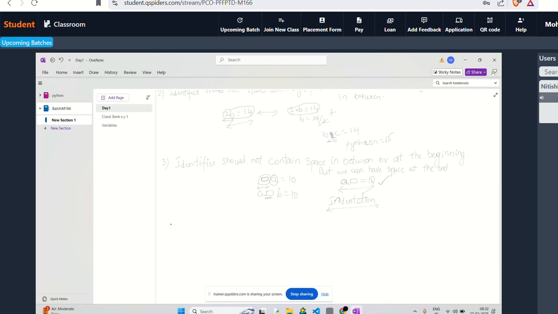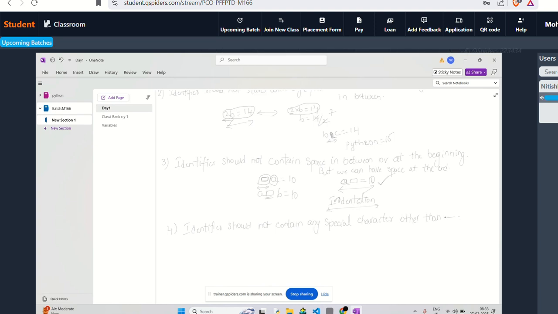Moving to the next rule, that is fourth rule. Identifier should not contain any special character, any special character other than underscore. This is the fourth point, fourth rule.